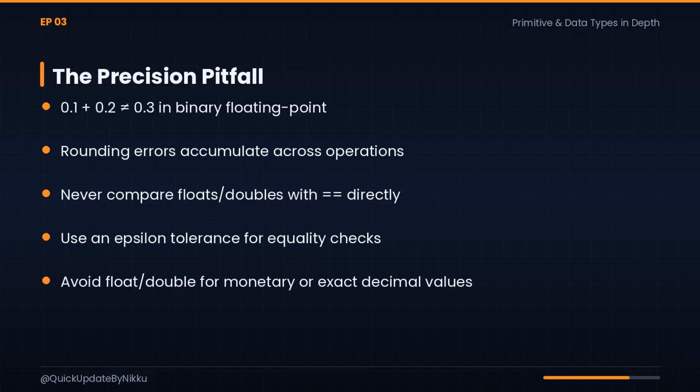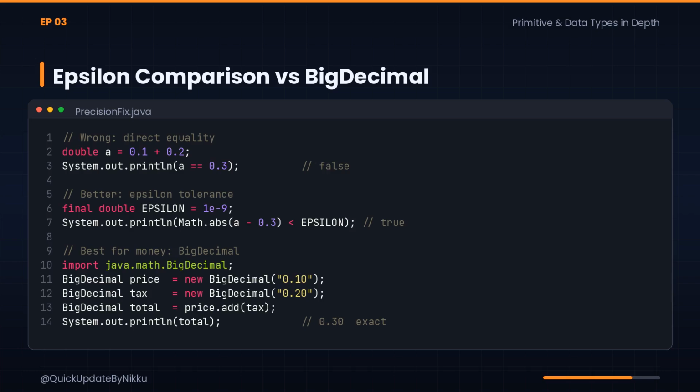Never use == to compare floating point values, always compare with a tolerance epsilon that makes sense for your domain, and never use float or double to represent money, tax rates, or any value where exact decimal arithmetic is required. The epsilon pattern works well for physics, geometry, and scientific computation where a tiny relative error is acceptable.